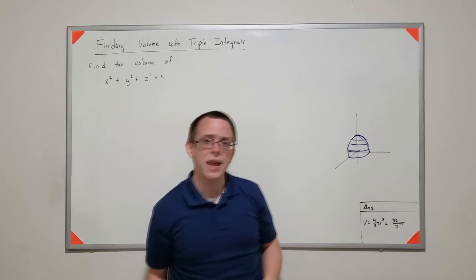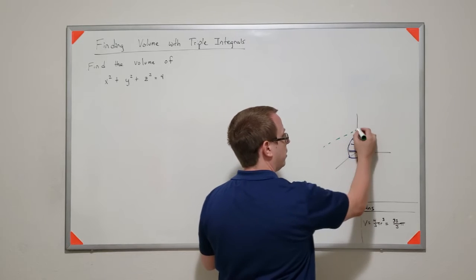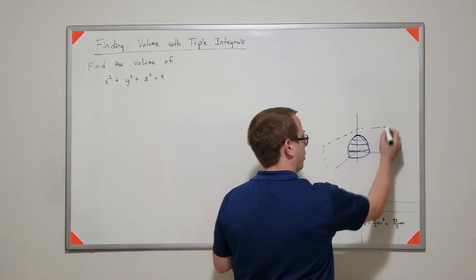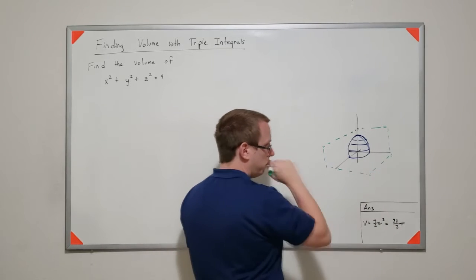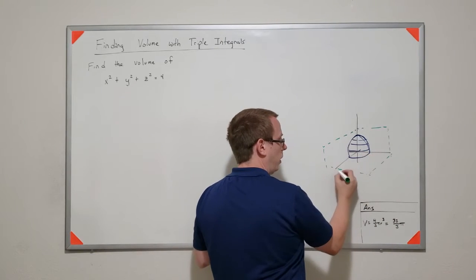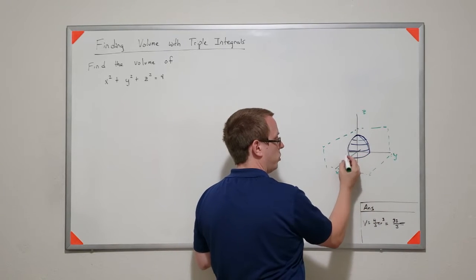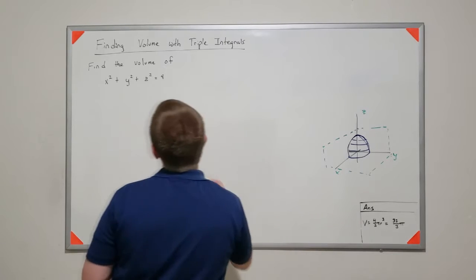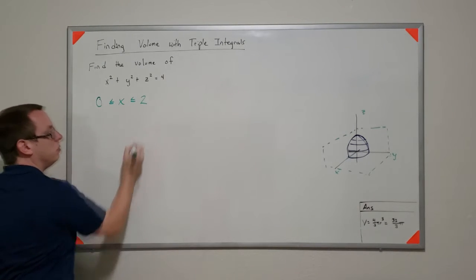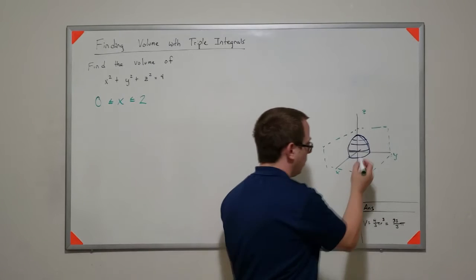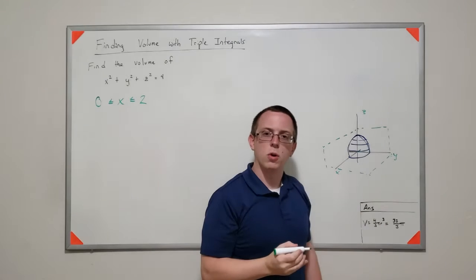So let's go ahead and annotate that a little bit. We'll notice that since we're only considering this region here, for x, y, and z, it looks like x goes from 0 to 2. And then that looks like a quarter circle.